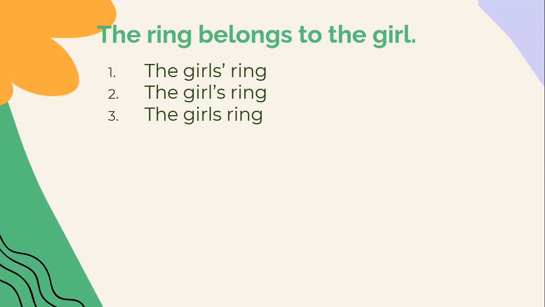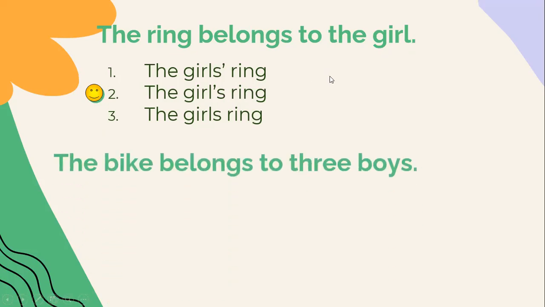The ring belongs to the girl. Number 2. Why did you choose number 2, not number 1? Why did you add apostrophe then S, not S then apostrophe to the girl? Because girl is a singular noun. Yes. When I have a singular noun, I add apostrophe, then S. Thank you, Talia.